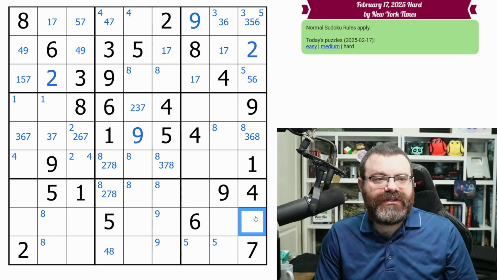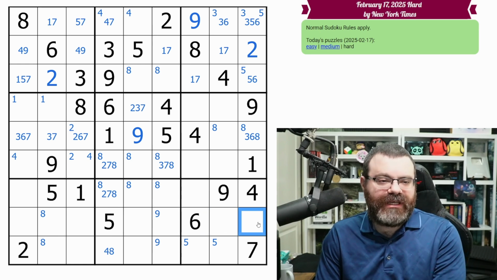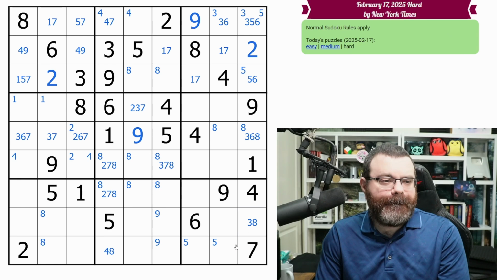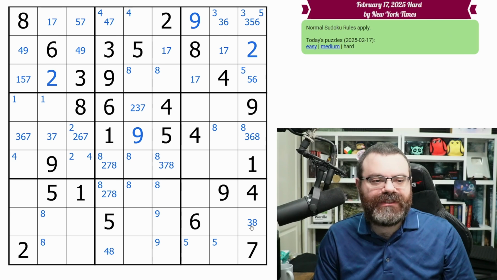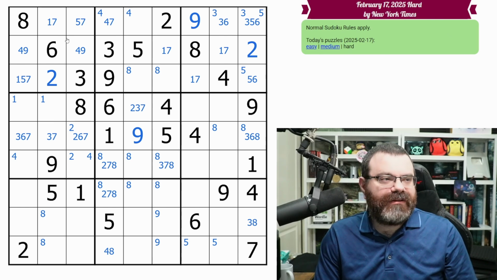This column needs 3, 5, 6, 8. Yeah, this can't be the 5 or the 6. So this is 3, 8. Okay. Don't see what to do with that yet. All right, let's look at the, well, I did the rows and the columns, right? I don't think the boxes have anything special.